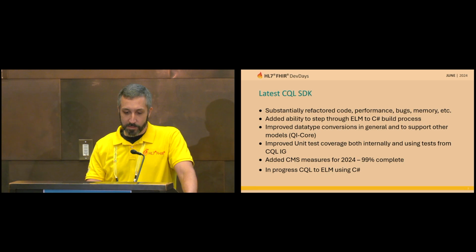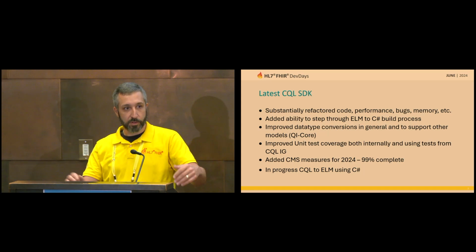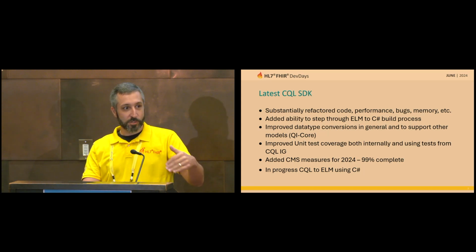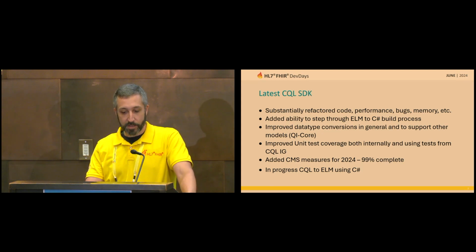So the team has substantially refactored the code. If you were to compare the 2.0 branch to the main branch, you'll see substantial changes for performance, bug fixes, memory allocation, and such. We've added the ability to step through the ELM to C# process. Before, it would just build all the C# at once. Now you can walk through if you wanted to maybe add your own C# changes, some audit logging, things like that. So it's made that easier.